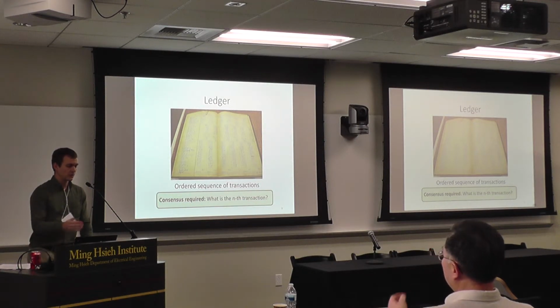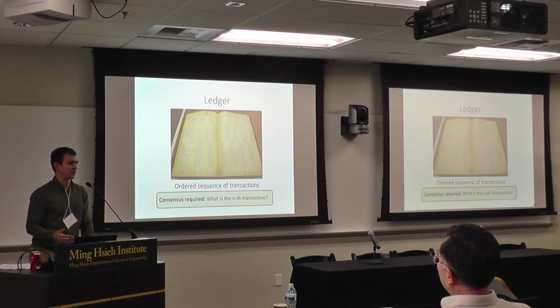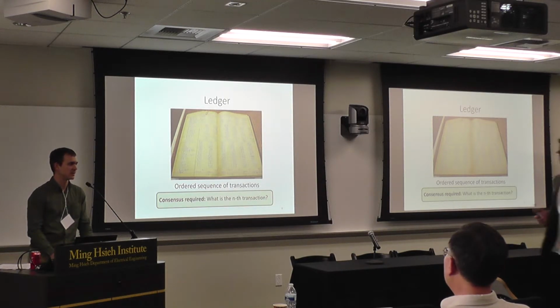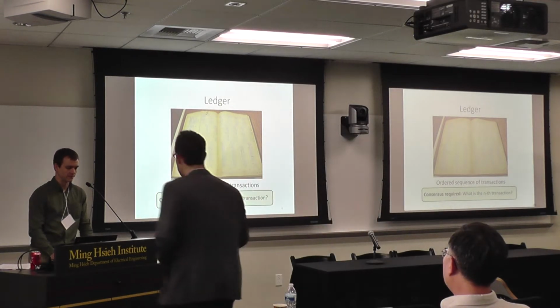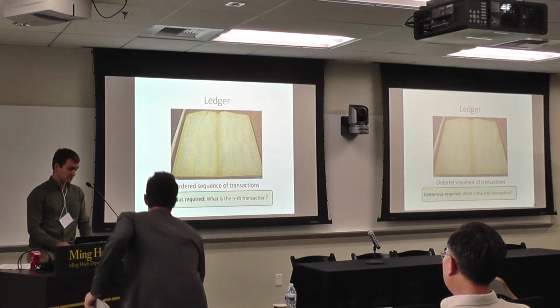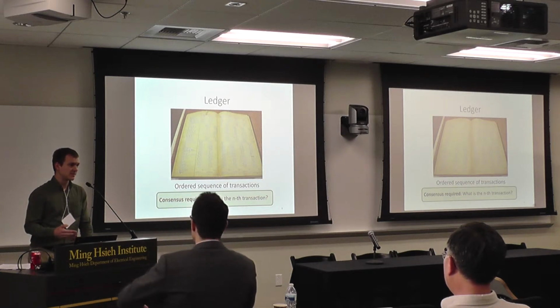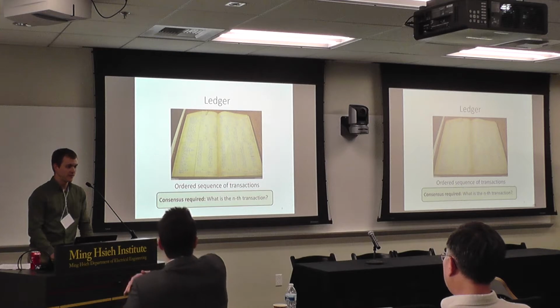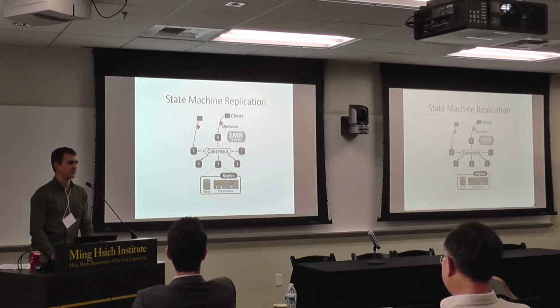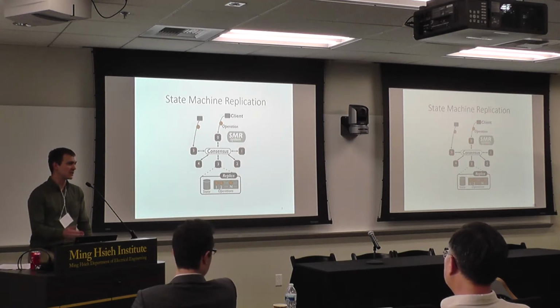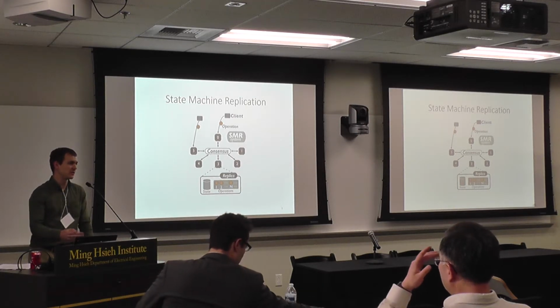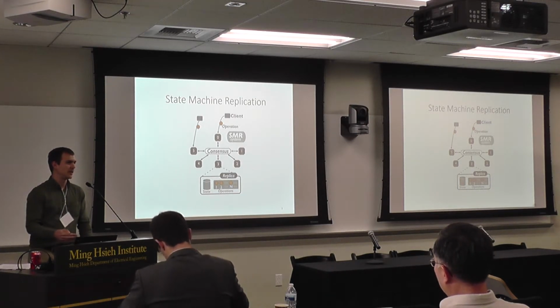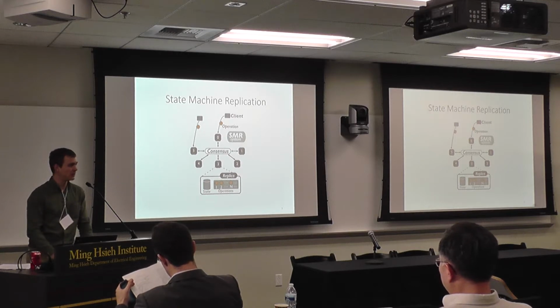We need to agree on what is the end transaction of the ledger. This is at the very fundament of any blockchain protocol. This is the hard problem we need to solve. But looking at it like this, it smells like a problem that we already know and we've studied a lot, which is state machine replication. Just imagine that a transaction is not just a transaction, but any arbitrary operation on some state machine, and we get basically state machine replication.